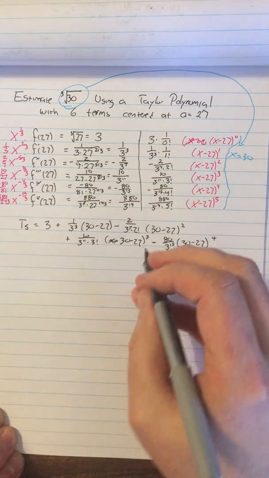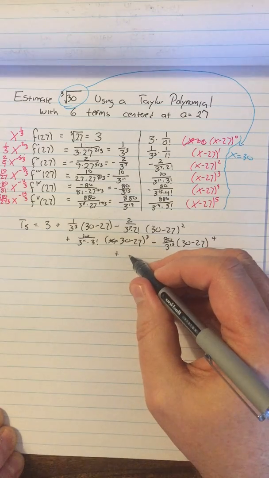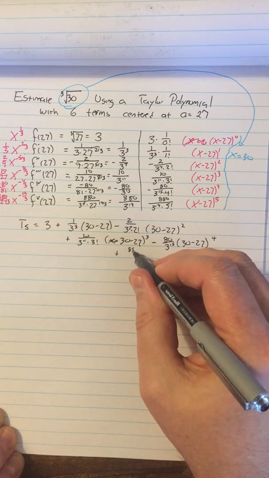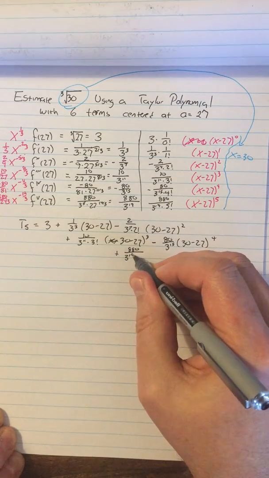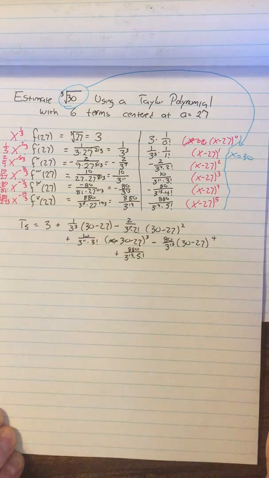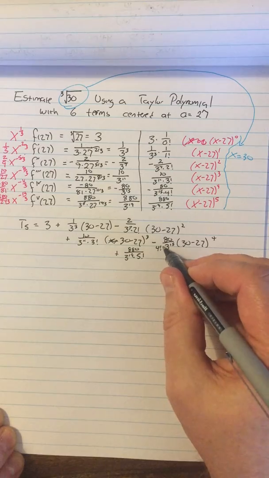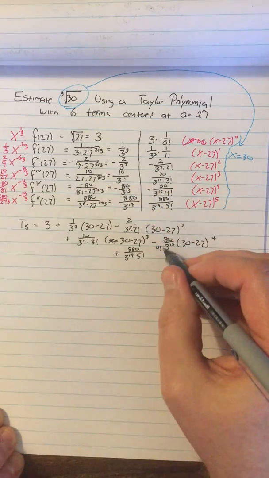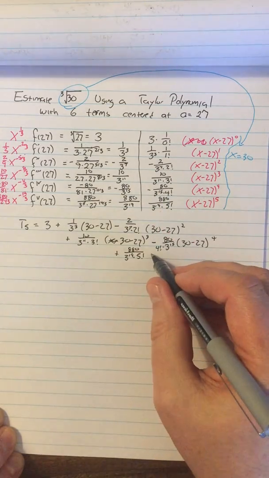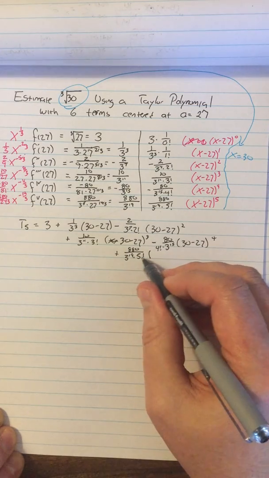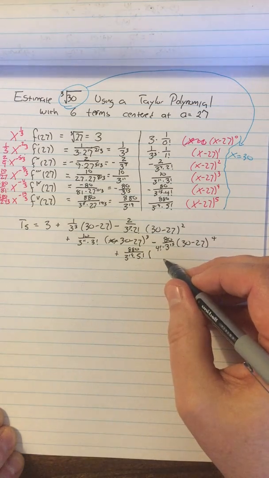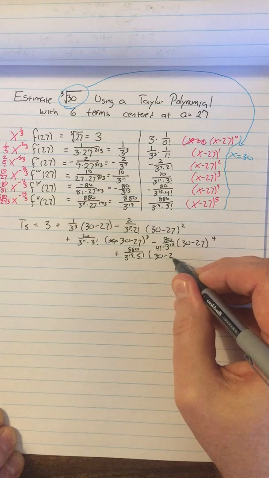And then I have my last term plus 880 over 3 to the 19th times 5 factorial. I left off my 4 factorial here. There's a 4 factorial in there, right? That one. Okay, so then that 880 over 3 to the 19th power times 5 factorial times 30 minus 27 to the 5th power.